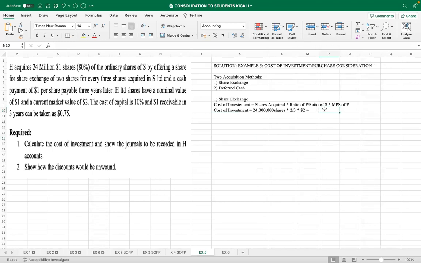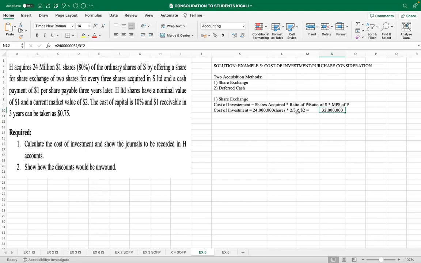So if I put it here, it will be 24 million times 2 divided by 3 times 2. So it will give you 32 million. I'm repeating: 24 million is given in the question here.